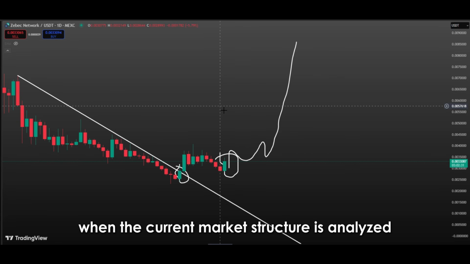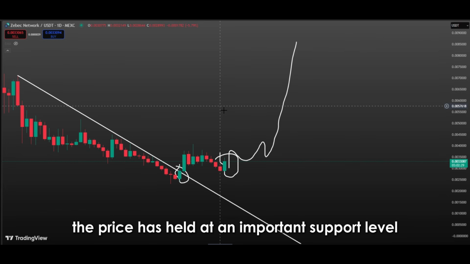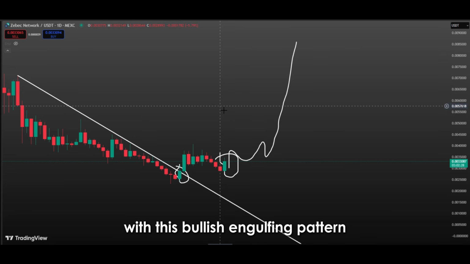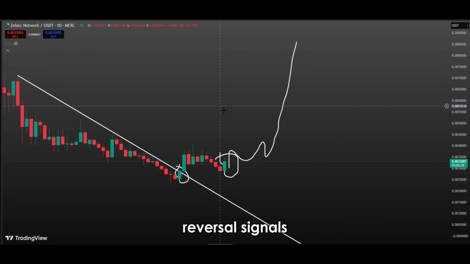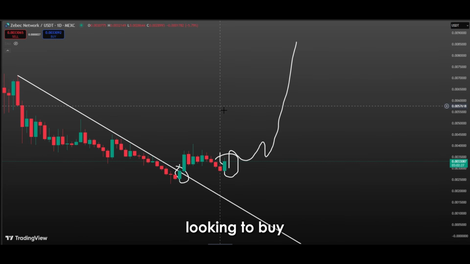When the current market structure is analyzed, the location of this pattern is also a very strategic point. The price has held at an important support level and then bounced strongly upwards with this bullish engulfing pattern. Such movements are often interpreted as bottom reversal signals and create a window of opportunity for investors looking to buy.